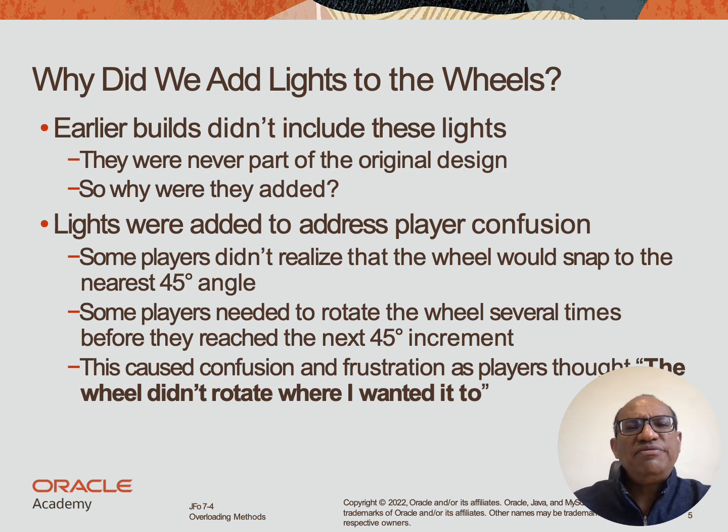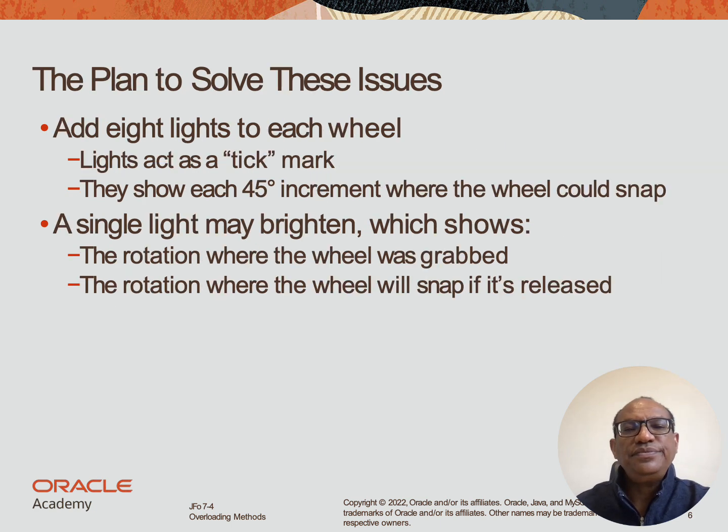So why did we even add lights to the wheels in the first place? Funny enough, it wasn't part of the original design. But players were getting confused. Some didn't realize the wheel would snap to the nearest 45-degree increment. To fix that, we added 8 lights per wheel, one at every snap point. The light that glows brighter, that's where the wheel will actually land. Now, players can visually predict the rotation behavior.